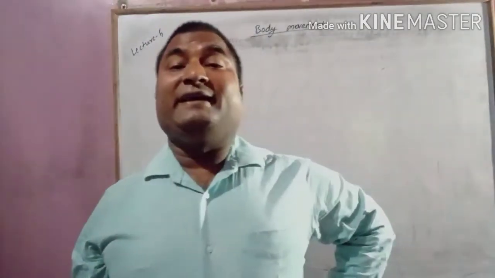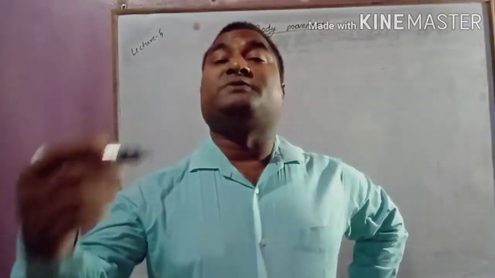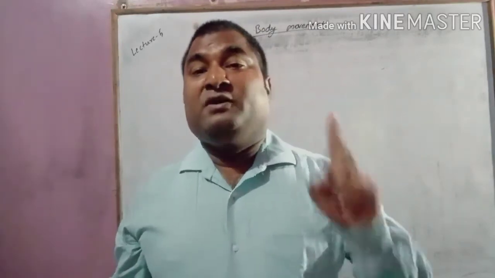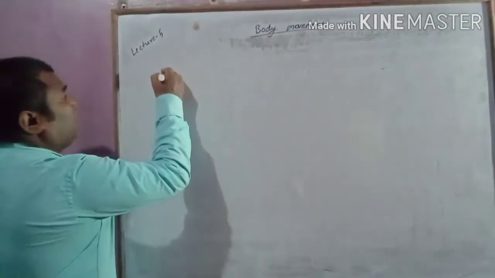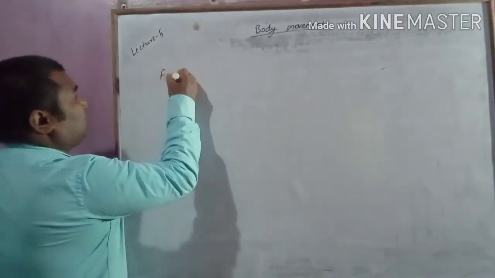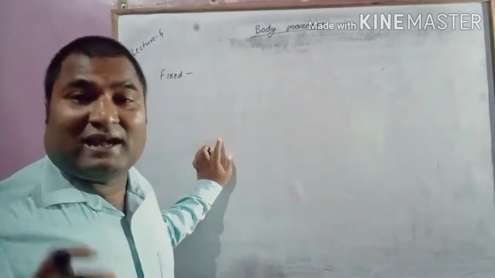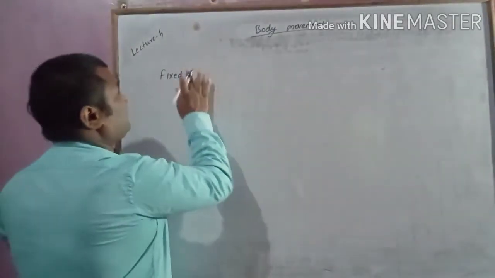Joints, I have already explained what a joint is: the place where two or more bones meet is called a joint. Joints are of two types: fixed joint and movable joint. Fixed joint, I have already told you, is a joint that does not allow any kind of movement.